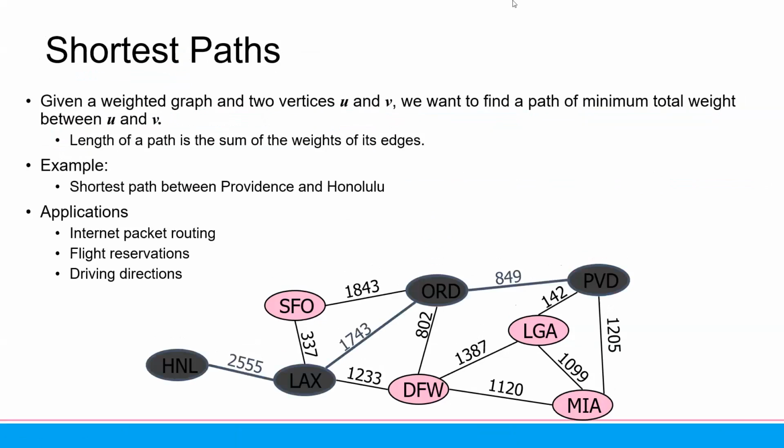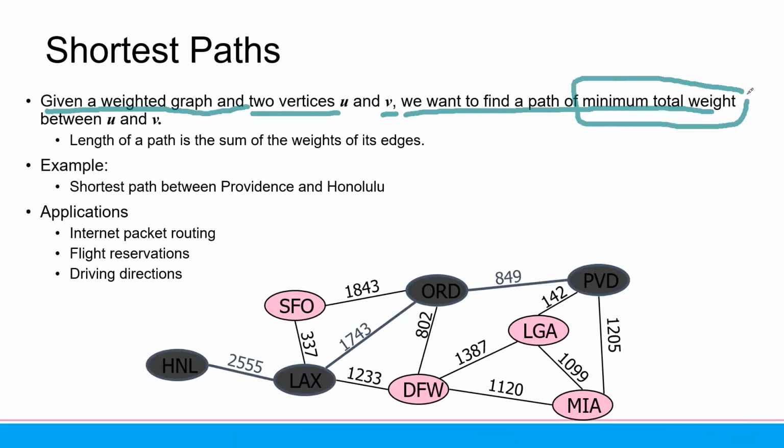Shortest path problem is a problem where you have a weighted graph and two vertices, U and V. We want to find a path of minimum total weight. So this is the key point: minimum total weight between U and V. The length of a path is the sum of the weights of its edges. Sum means you add all the numbers for every edge.